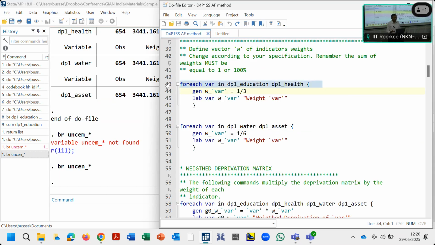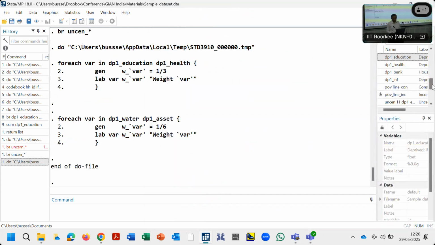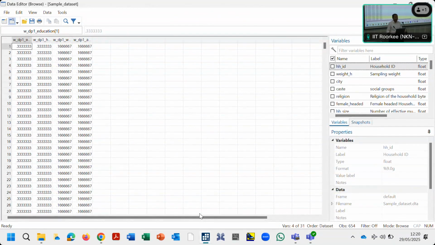So again, I'm doing it for each variable instead of repeating. The first two variables get 1/3 weight. The last two variables get 1/6 weight. You select them and press Ctrl D. If I then go and browse W_DP1 star, there you go. I have created the weights. Yep, 1/3 weights for the first two, and then 1/6 weight for the last two. Weights are created. I have the deprivation matrix.